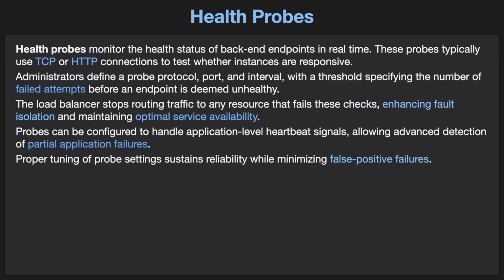Health probes monitor the health status of backend endpoints in real time. These probes typically use TCP or HTTP connections to test whether instances are responsive. Administrators define a probe protocol, port, and interval, with a threshold specifying the number of failed attempts before an endpoint is deemed unhealthy. The load balancer stops routing traffic to any resource that fails these checks, enhancing fault isolation and maintaining optimal service availability. Probes can be configured to handle application-level heartbeat signals, allowing advanced detection of partial application failures. Proper tuning of probe settings sustains reliability while minimizing false positive failures.